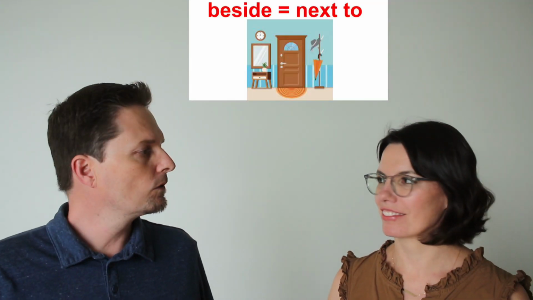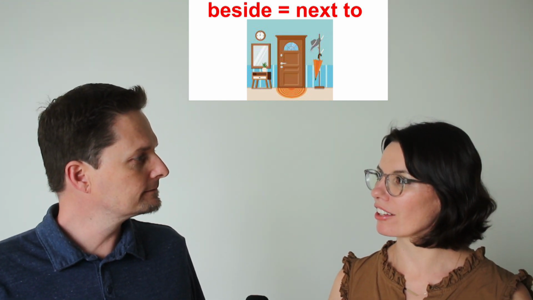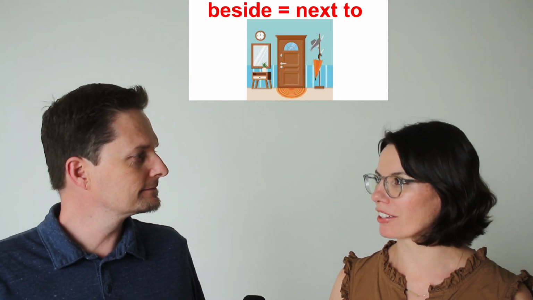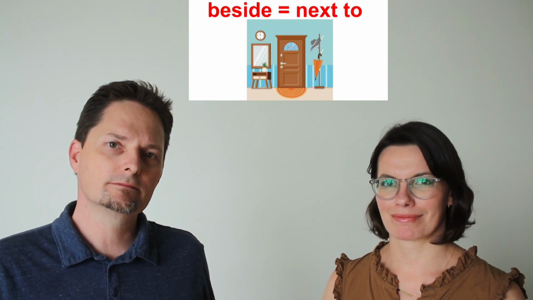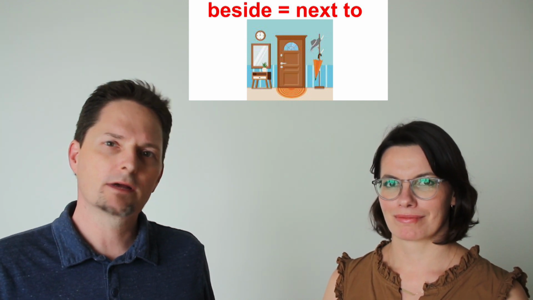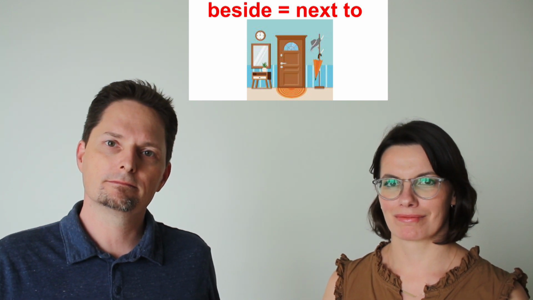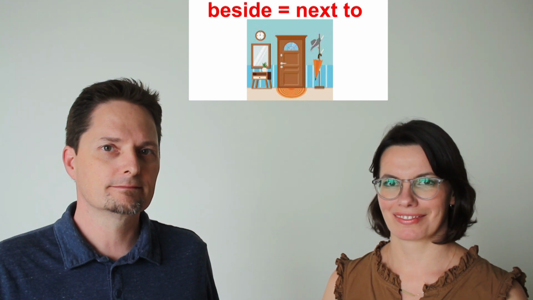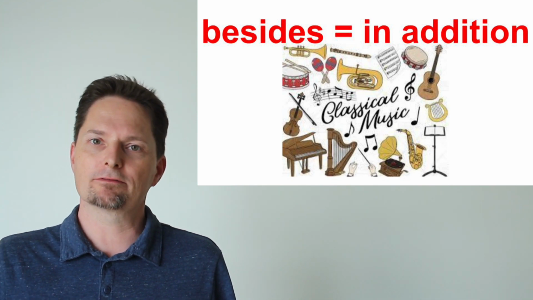Let's practice. Where is the mirror? The mirror is beside the door. And where is the clock? The clock is beside the door too. And where is the umbrella? The umbrella is beside the door too. Very good.